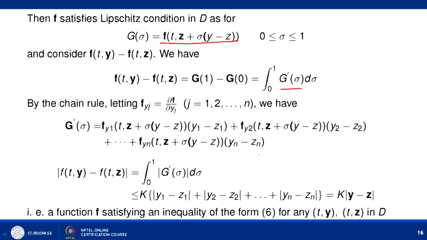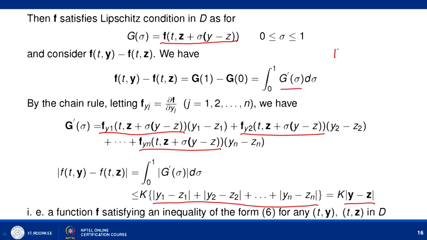So, here we can write norm of F(t,y) minus F(t,z) is equal to integral from 0 to 1 of g dash sigma d sigma, and g dash sigma is given by this quantity. So, we can write this as, since the partial derivatives are bounded by k, all these are bounded by k. So, we can take it out, and what is left here is modulus of y1 minus z1 plus modulus of y2 minus z2 and so on, and this is nothing but the norm of y minus z. Here we are using one norm of y.